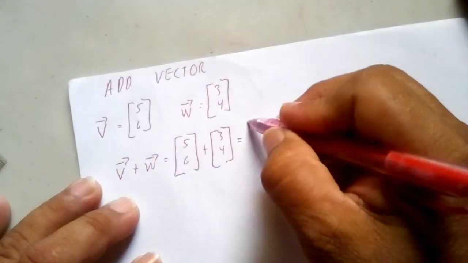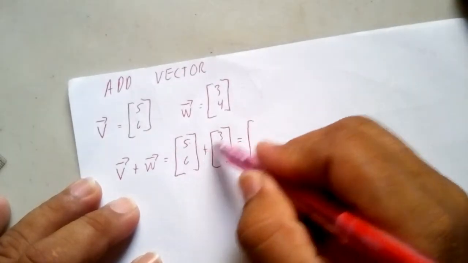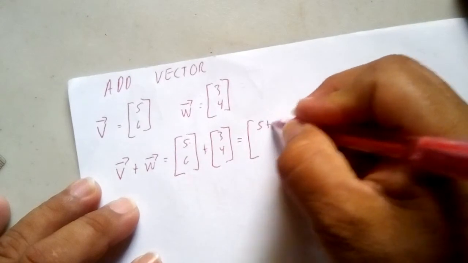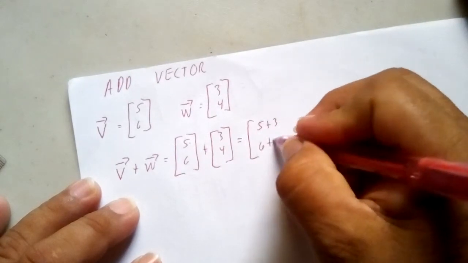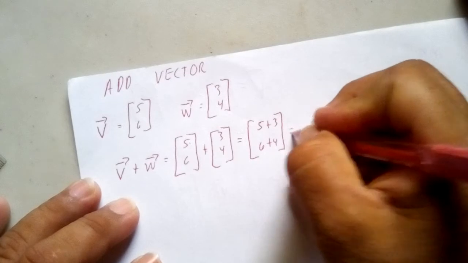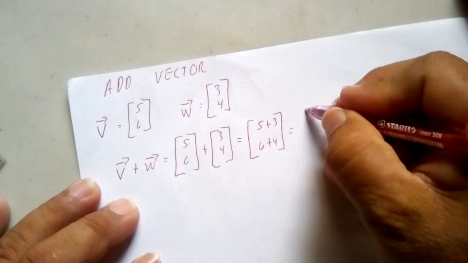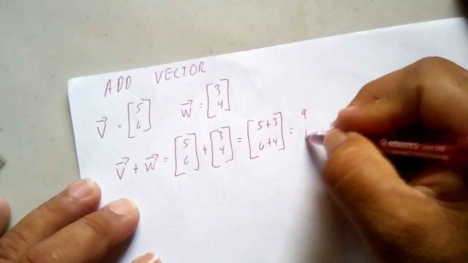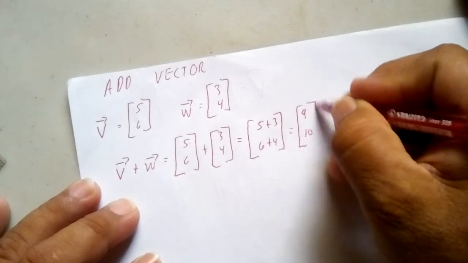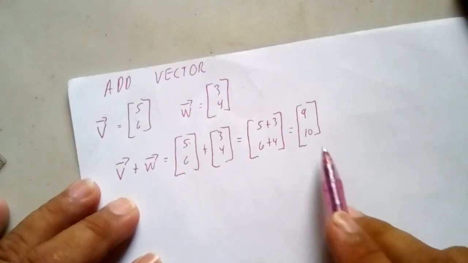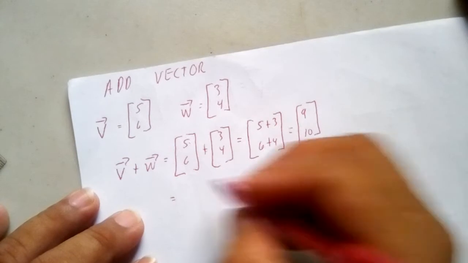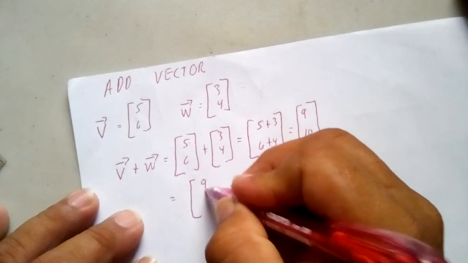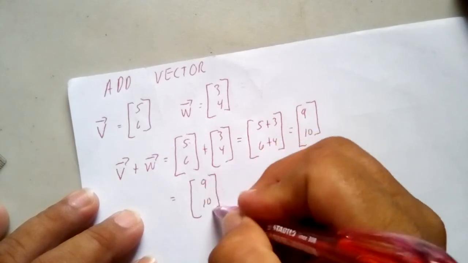equals, and you combine them, 5 plus 3 and 6 plus 4, which then equals 9 and 10 as our vector. Okay, that's our vector component here now. So our solution here will be the vector 9 and 10.